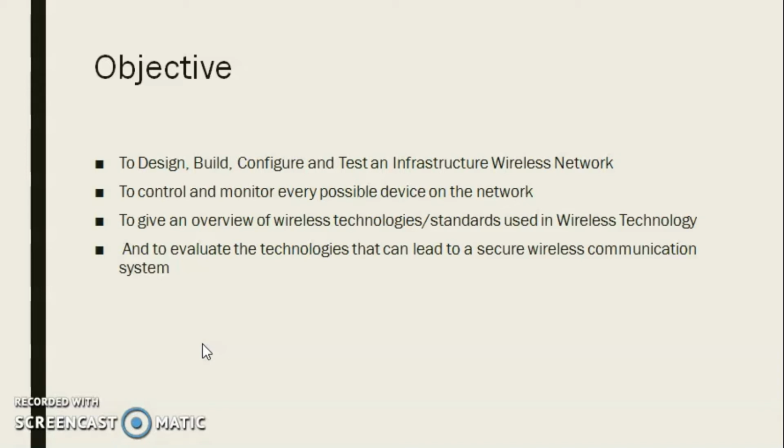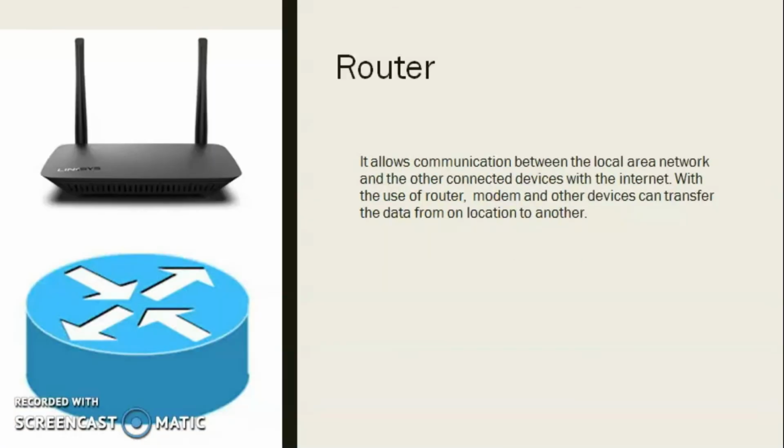Now, I'm going to give a brief description about a router. So a router is a device which allows communication between the local area network and other connected devices with the internet. It is designed to receive, analyze, and move incoming packets to another network. It is also used to convert the packets to another network interface, drop them, and perform other actions relating to a network.